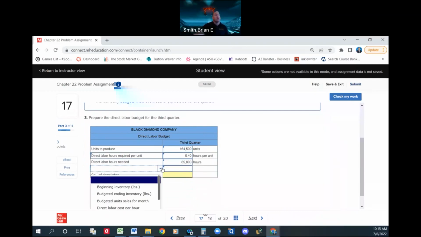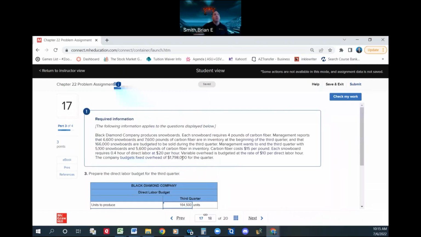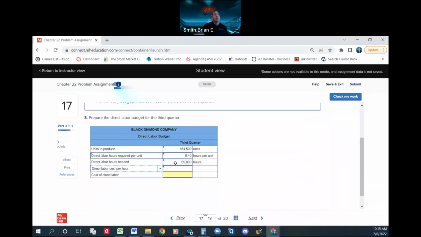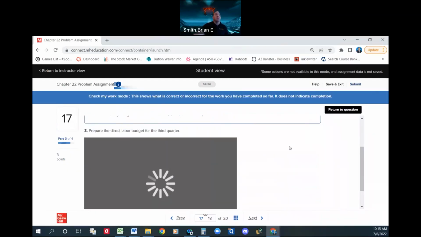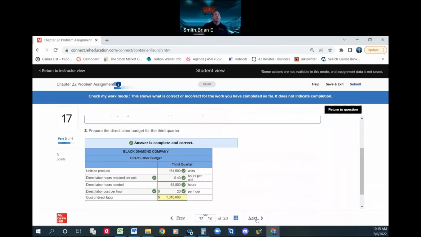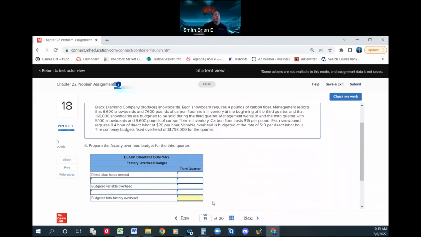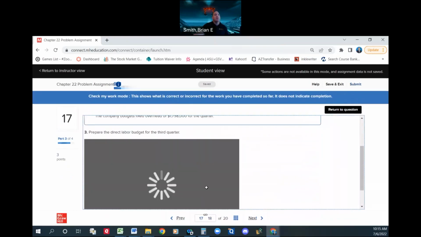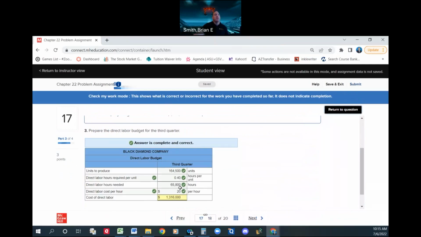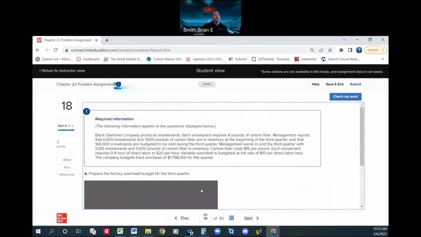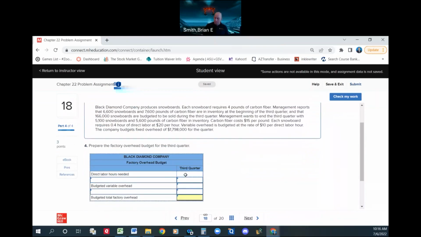What is the cost per direct labor hour? I think that was $20. Oh, no, $20 per hour. That's what we need for our direct labor costs. Look at that. And the last part, factory overhead budget for the third quarter. Direct labor hours needed. We just calculated that here. 65,800. And then our rate is $10 per direct labor hour.